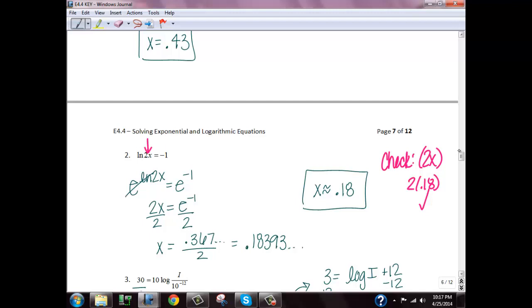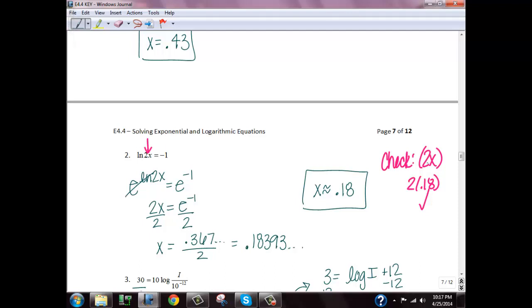Now here, I could take this e to the negative 1 and move it down into the denominator if I wanted to. But since I have an e button on my calculator, I'm going to go ahead and just raise e to the negative 1 power, which gives me 0.367 and some more stuff, and then divide that by 2, which gives me 0.18393 and some more stuff. And then I check to make sure my inside number stays positive.